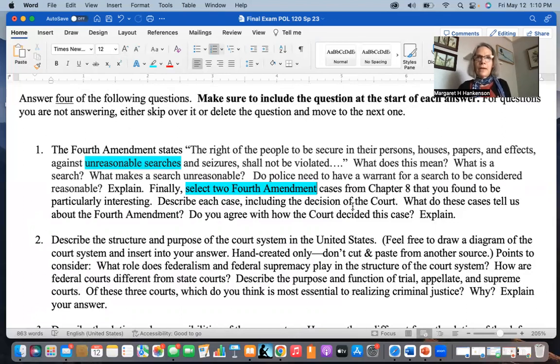What chapter 8 is talking about is how we know whether or not a search is legal. We know that because the Supreme Court tells us that, right? There are cases that they reference in the textbook. So find those cases, and those are the ones that you should be using.